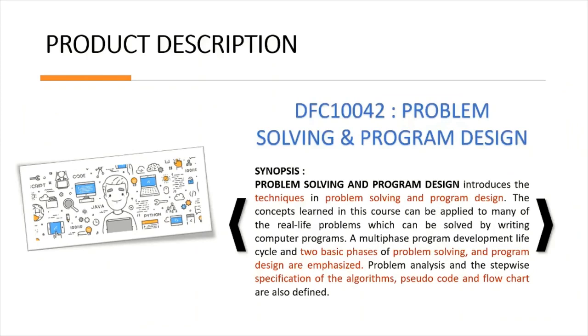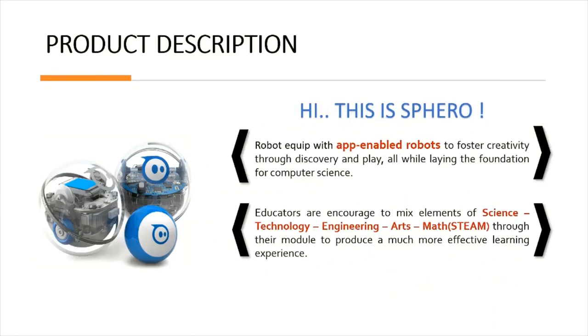This course synopsis emphasizes the skills needed to master techniques in problem solving and program design. These techniques involve the specification of the algorithm, pseudocode, and flowchart. This is the education tool used as an intermediate to deliver the techniques of algorithm. This board helps educators provide a much more fun and interesting teaching and learning experience apart from the conventional method. It supports the creativity module of STEAM learning.